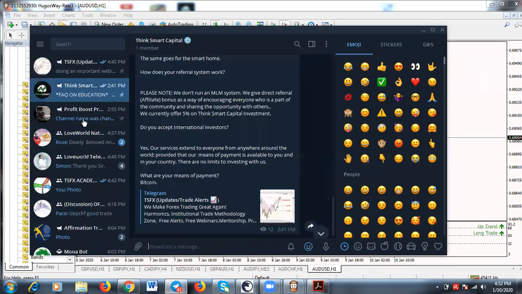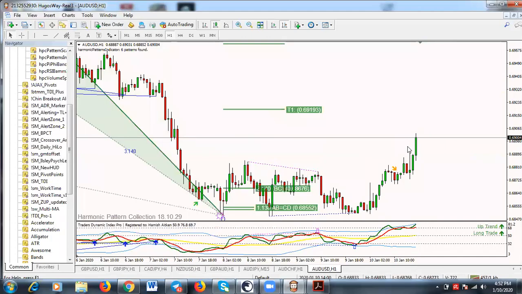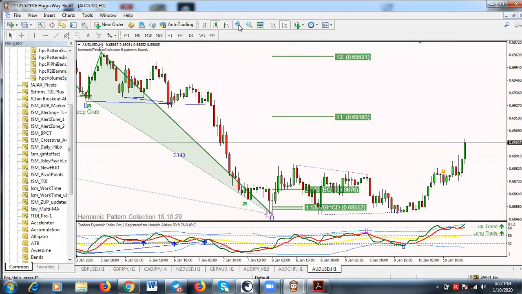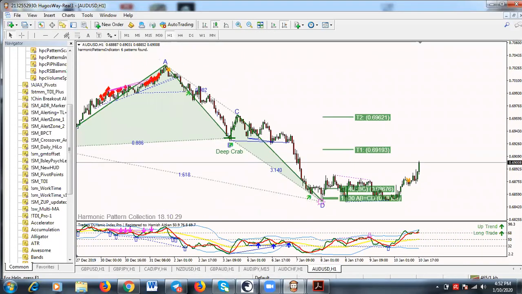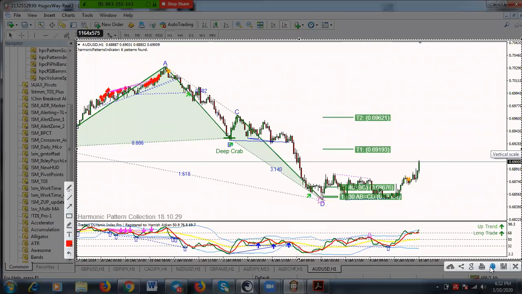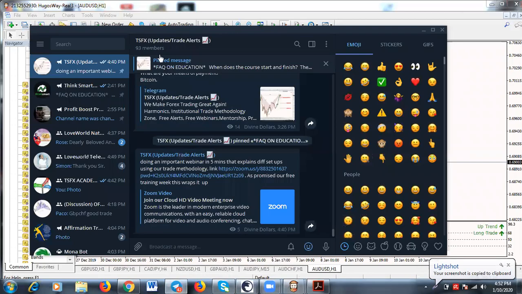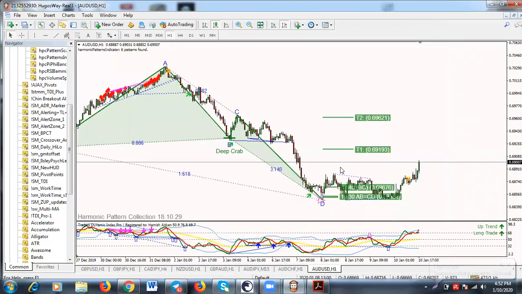All right, anyway, we'll get back to that. So let's look at some confirmations on this particular chart, AUDUSD. I'm going to send this to the channel because I want to refer back to it. All right, so what confirmations do we see here?